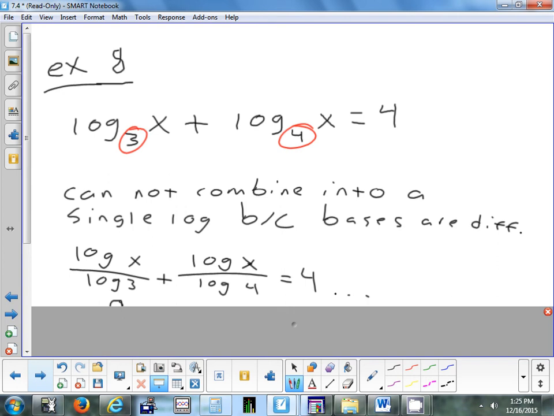So, any questions on what I just explained right here? That's all you need to know. You don't have to know how to finish this problem.